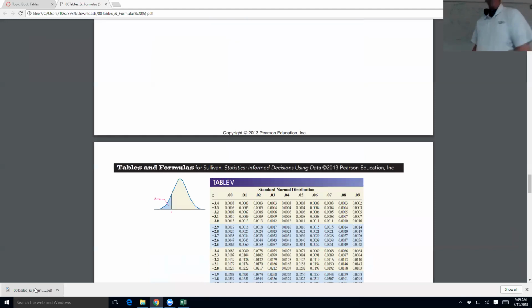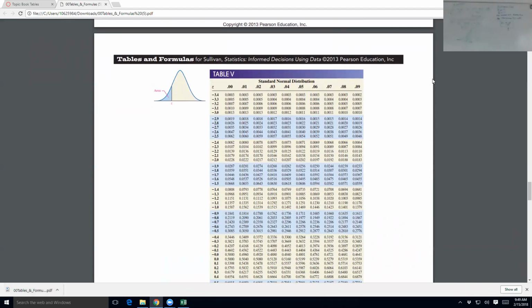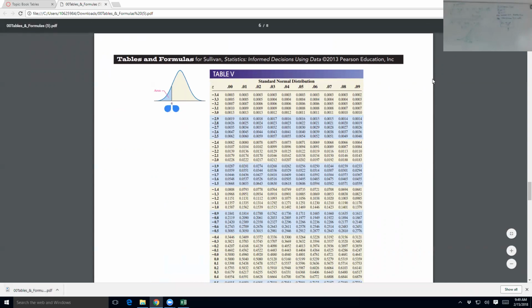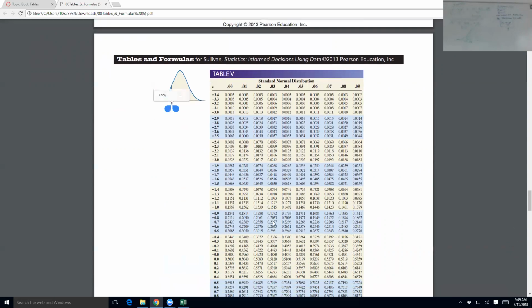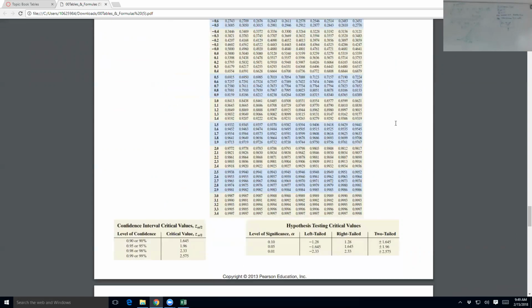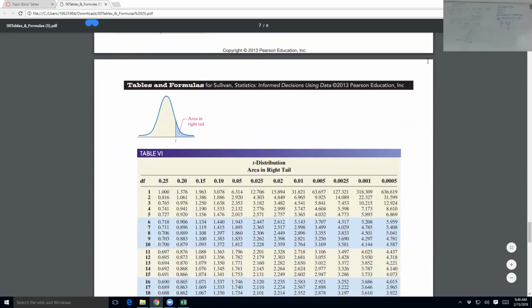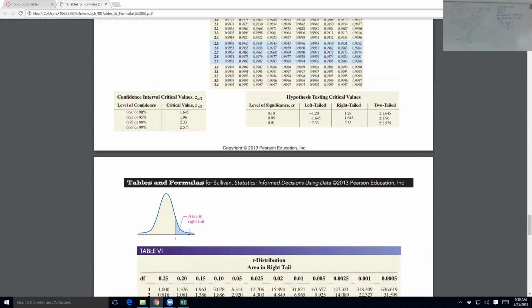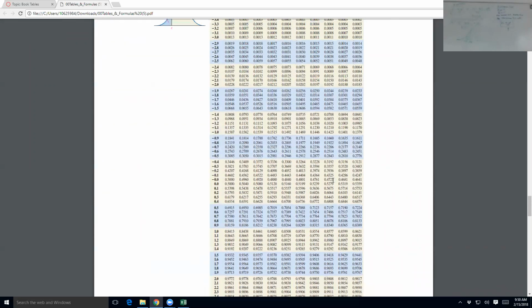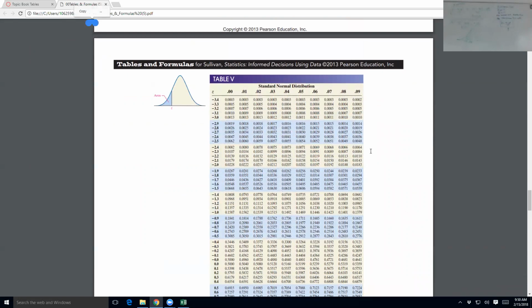Two things I want to show you really quickly. I know we're out of time. First of all, notice the graph here. This gives you the area to the left. In a future chapter, we're going to learn about the t-distribution, which gives you the area to the right. So you need to understand, am I getting the left or am I getting the right? We're not learning that today, but we will. So I just want you to pay attention to the graph.